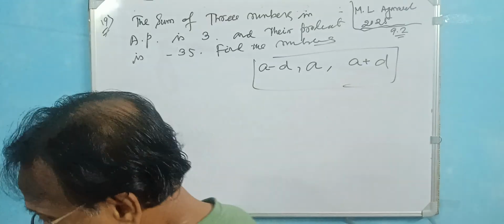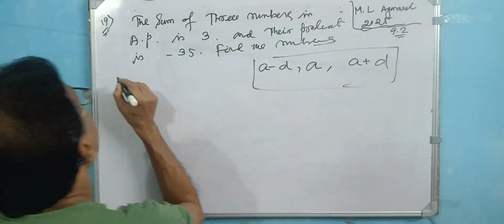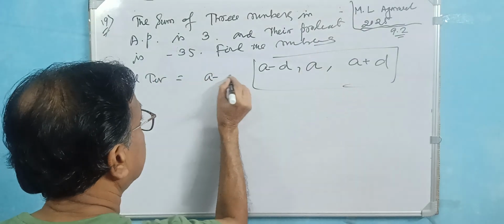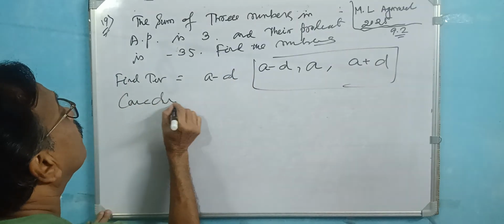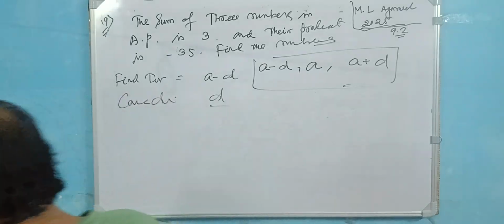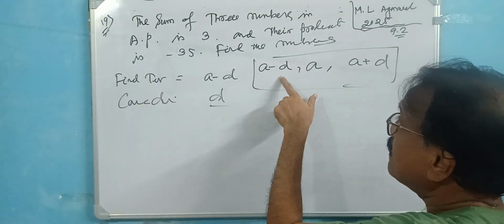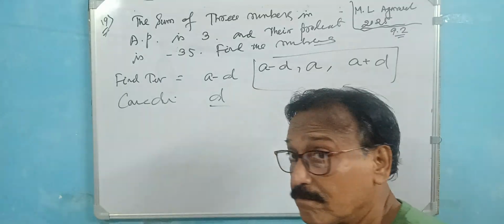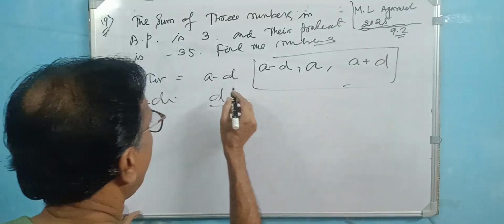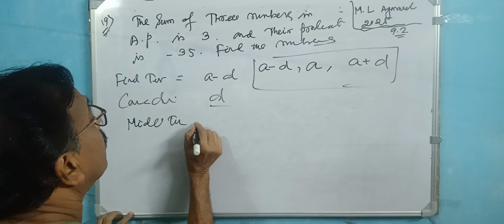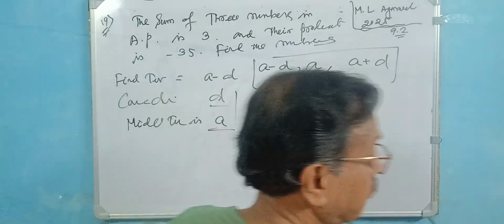Now, the common difference. The first term, very important, is actually A minus D. The common difference is D. So for three terms, we have A minus D, A, and A plus D. You write the middle term as A. The middle term is A. You take it from there.